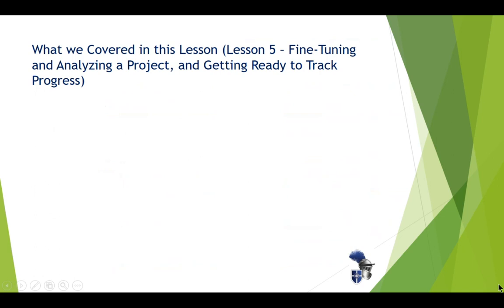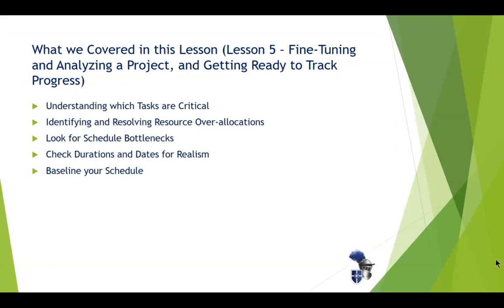So the overall topic was making sure that we understand our project, we fine-tune it, we analyze it, we make adjustments, and get ready to track progress through baselining. Specifically, we made sure we knew which tasks were critical and what critical means. We looked for resource over-allocations and the types of things that we can do to resolve them. We did a general pass through the schedule to look for any things that just didn't seem to work from a bottleneck or durations and dates point of view. And then we baselined our schedule.